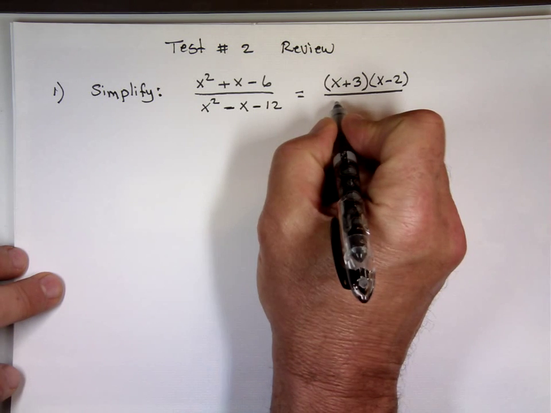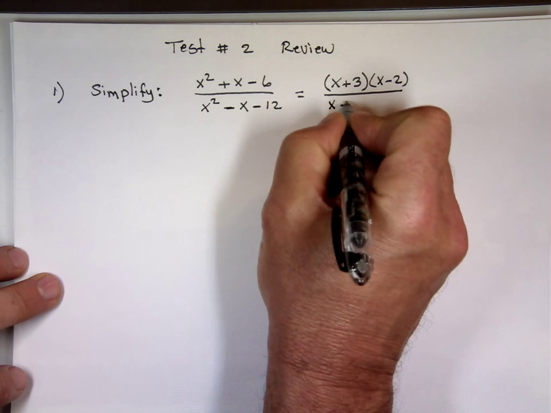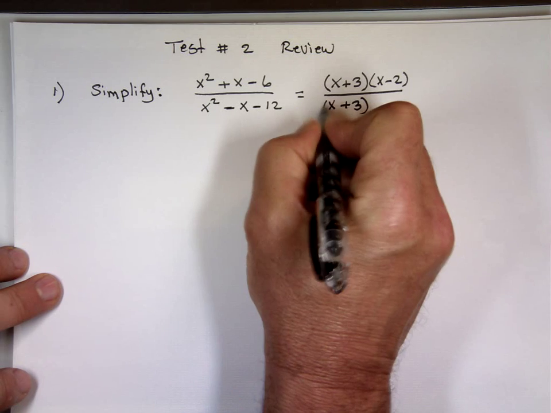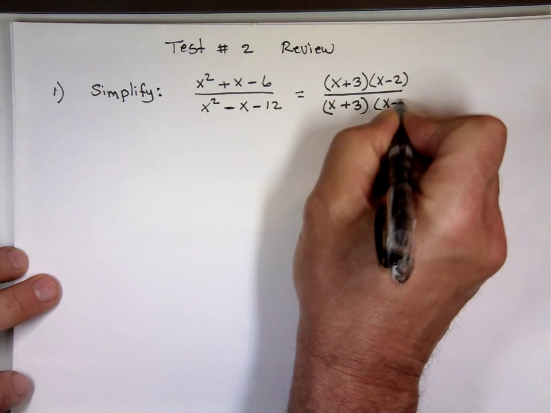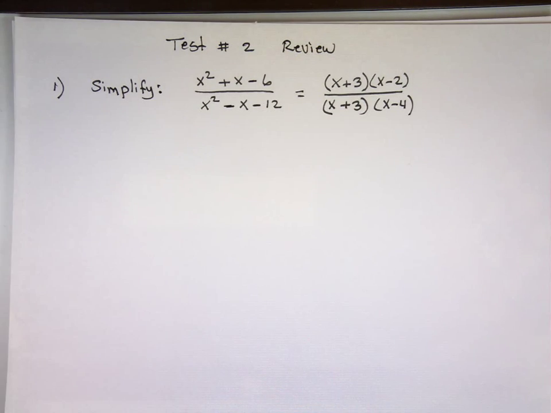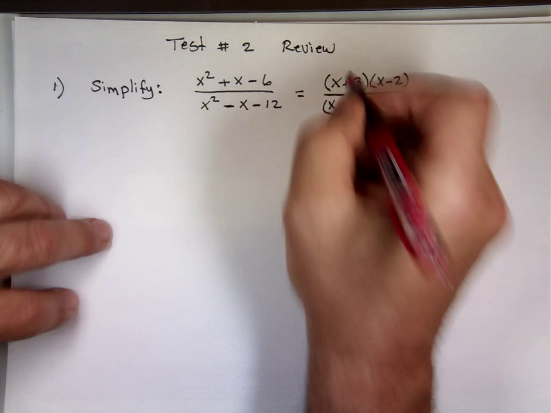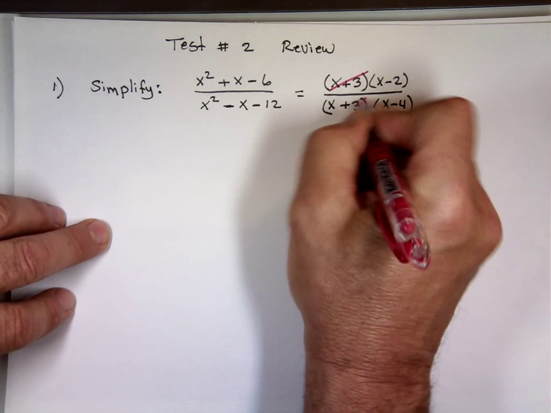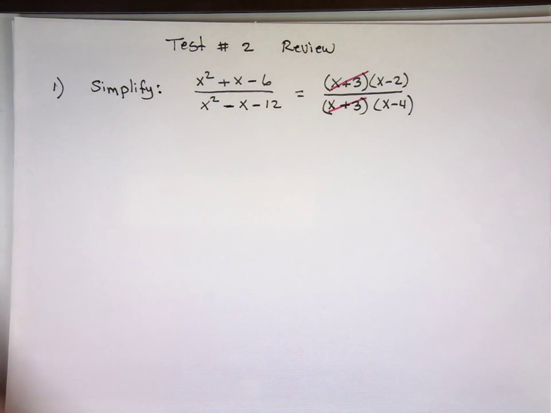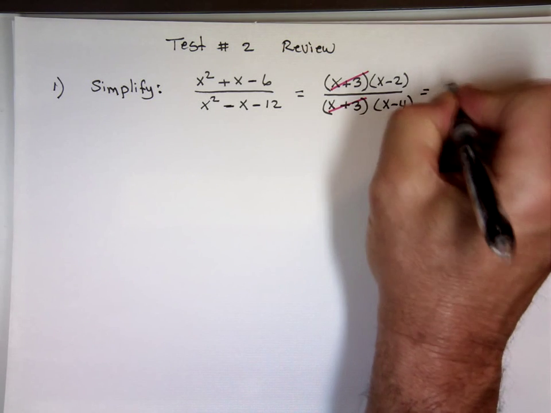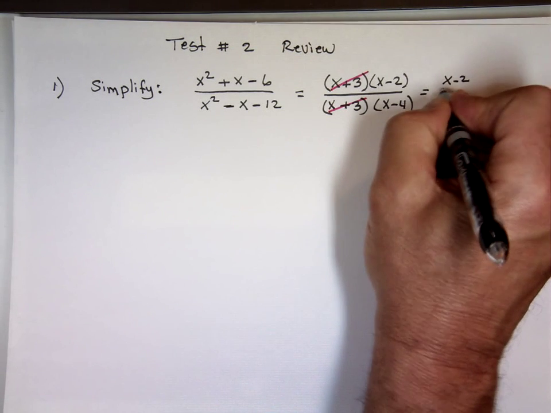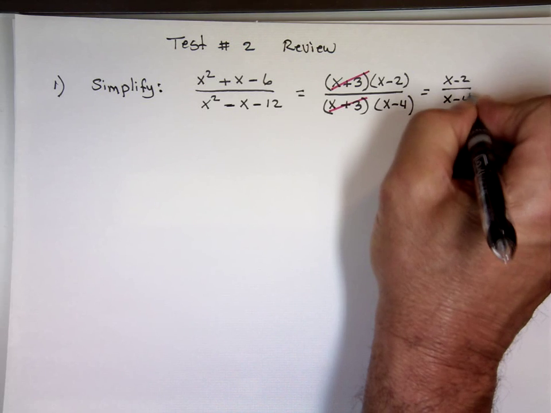This one, I can factor that x plus 3 times x minus 4. And you can see now the top and the bottom both have x plus 3. I can cancel that out. And what's left is x minus 2 over x minus 4.